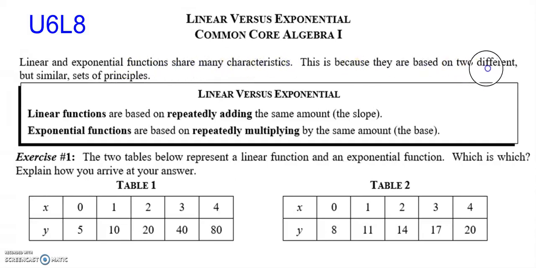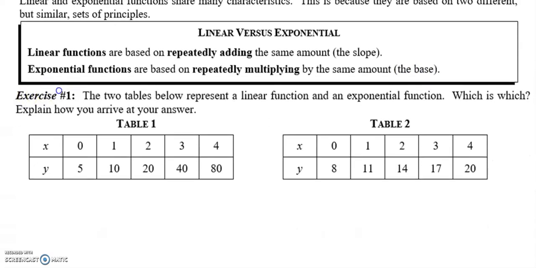This is because they are based on two different but very similar sets of principles. So linear functions are based on repeatedly adding the same amount, like their slope. Constantly have the same rise over run, adding 2 each time, or going up 2 over 3, something like that. Exponential functions are based on repeated multiplication, because remember that's what an exponent is. When we say 2 to the third power, it's 2 times 2 times 2. So we're repeatedly multiplying, that's why it's exponent, by some same base, and you guys know that.